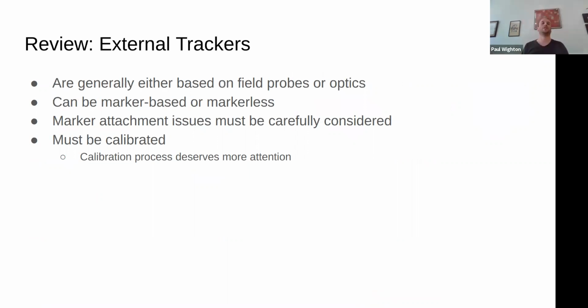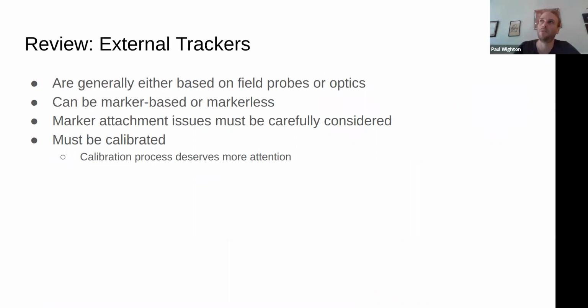Okay, a quick review of external trackers. They're either based on some sort of field probe, either the RF field or the magnetic field, or it's an optical based system. Most of them are marker based, but this TracOline system is markerless.